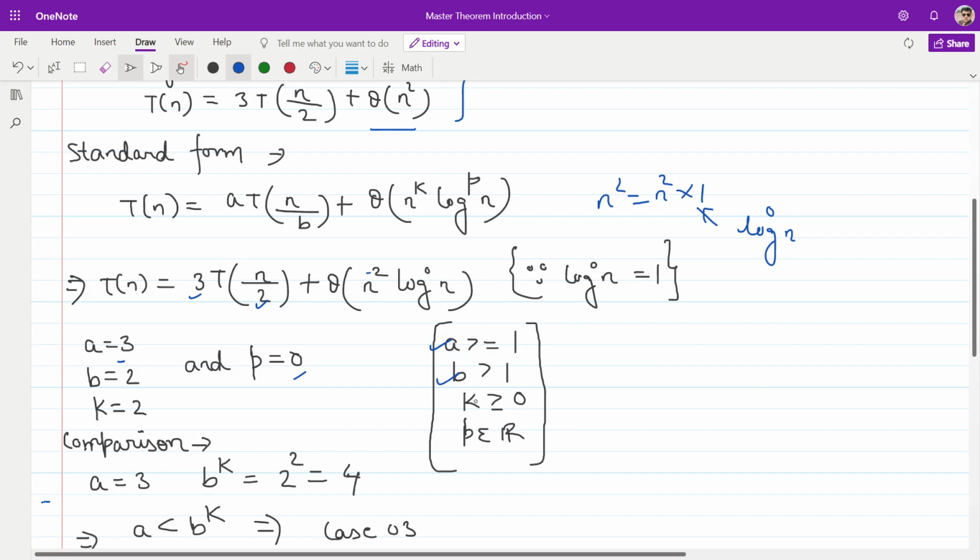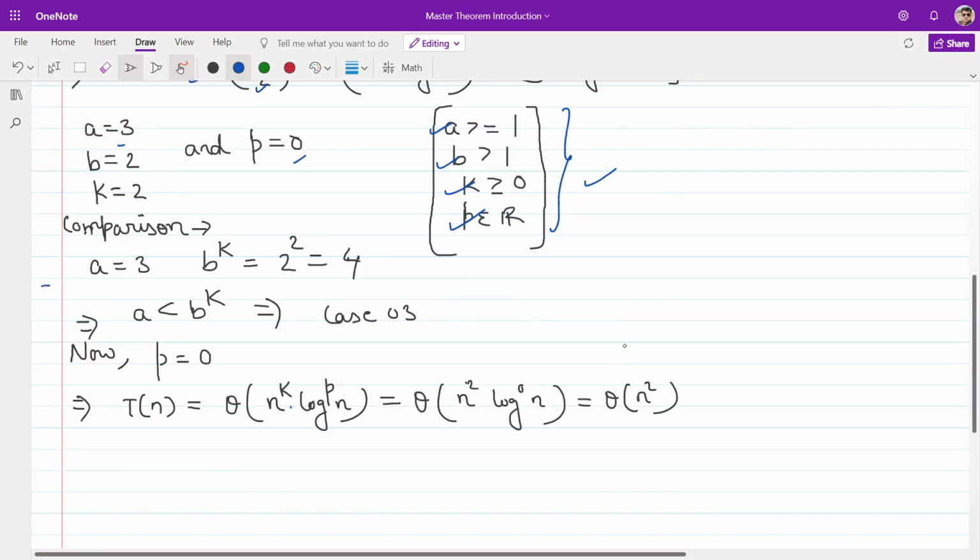The third constraint is that the value of k should be greater than or equal to 0. In our case it is equal to 2, which means the third constraint is also satisfied. The last constraint is that p be a real number. In this case p is equal to 0, which is again a real number. So the values that these coefficients hold satisfy all the constraints, which means my problem can be solved by using Master's Theorem.